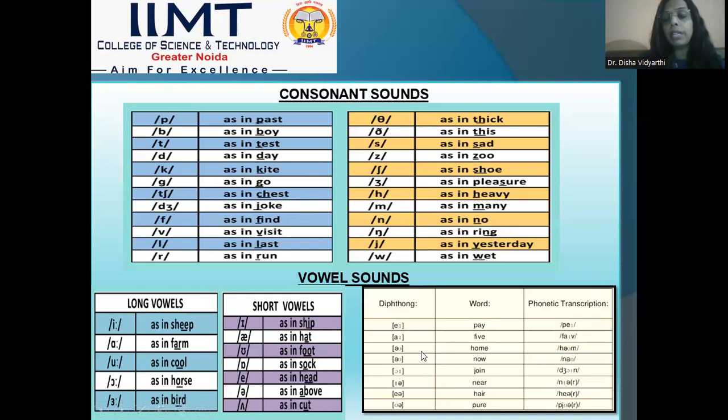Then on the other hand, diphthong means a combination of two vowel sounds. Let me read out the example, and the transcription is also given over here. It will be clear to all of you. "Pay". Then you can say A, there is a combination of A and E sound. If you see the symbol of the diphthong over here, number one, it is E and I, "pay". It means we have the combination of A and I sound, so we say "pay". Then "five": if you see the transcription, we have the combination of A and I.